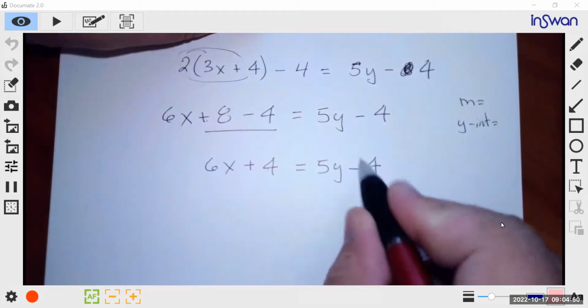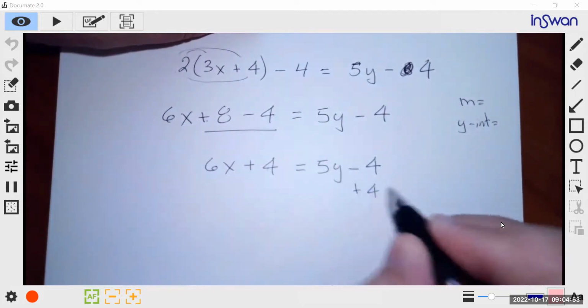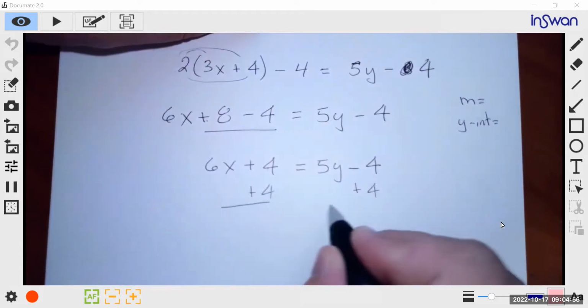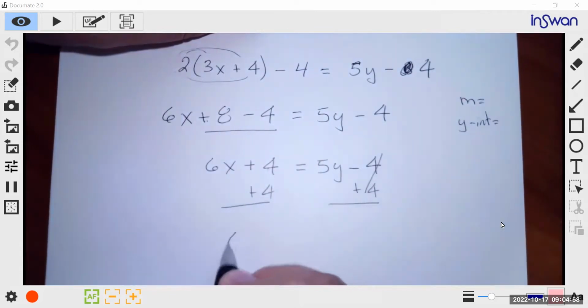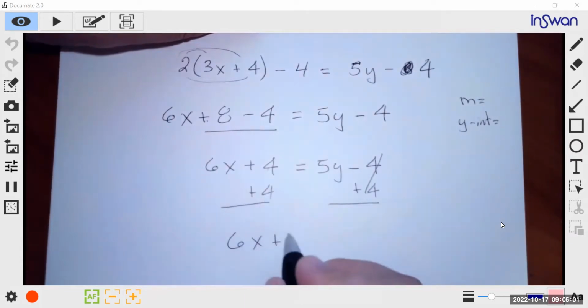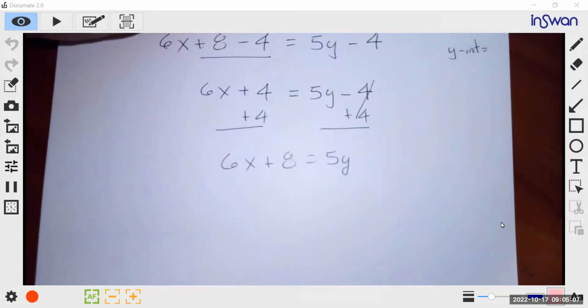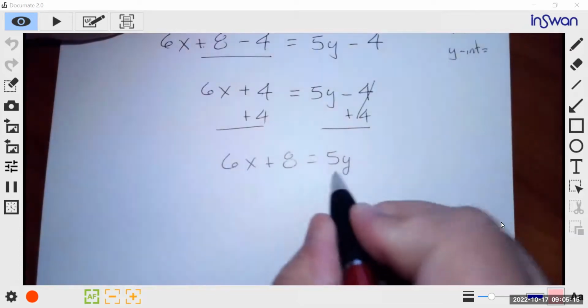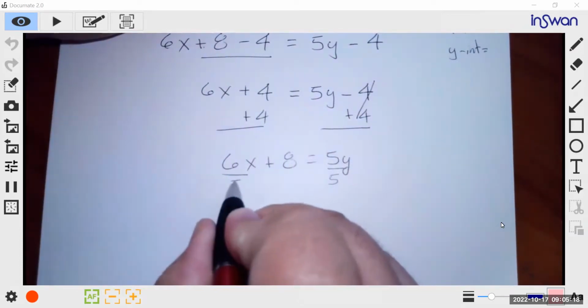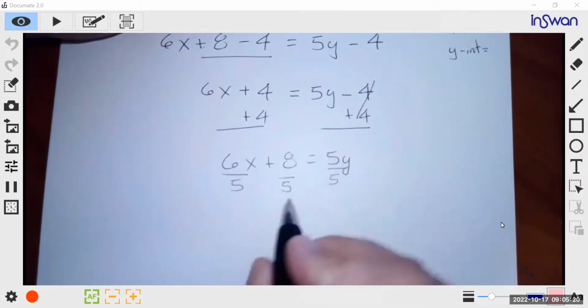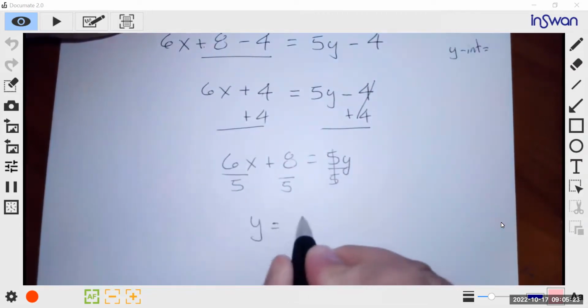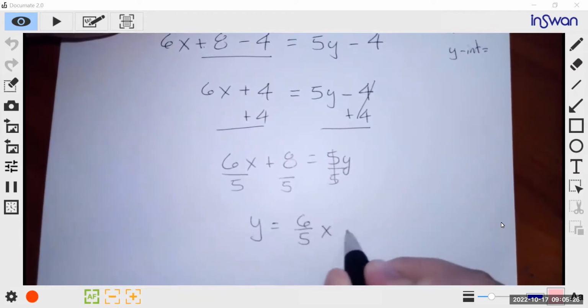Now we get rid of the 4. Since we're trying to get y by itself, we have to get rid of the 4. We add 4. So we have 6x positive. 4 plus 4 is 8. Then we divide all 3 by 5. Very good. So y is equal to 6/5x plus 8/5.